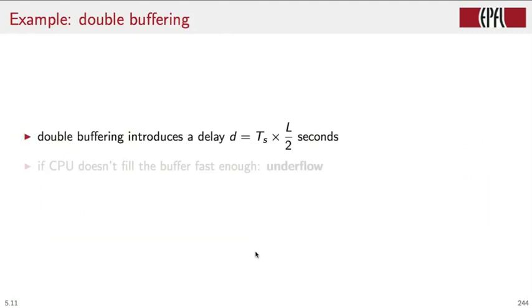Double buffering introduces a delay that is equal to the system clock times half the length of the buffer. If the CPU is not fast enough, the read pointer of the sound card will trail over memory cells that contain invalid samples, old samples, and we will have a situation of underflow.